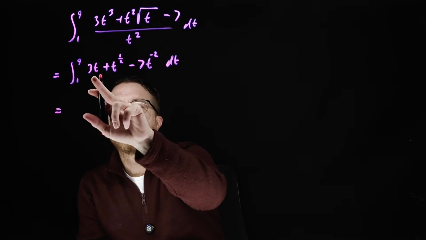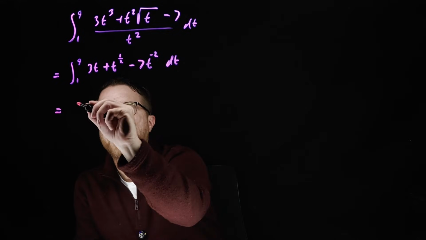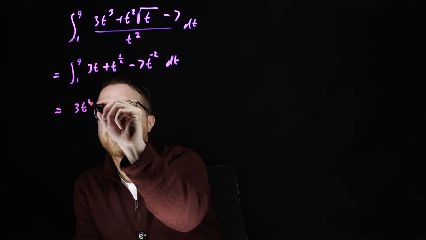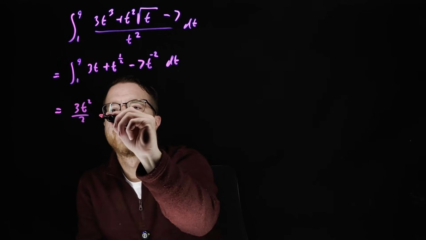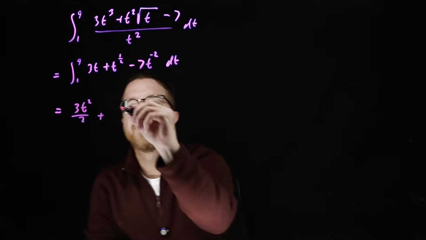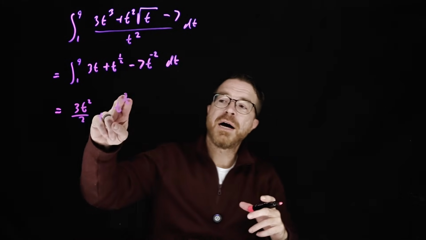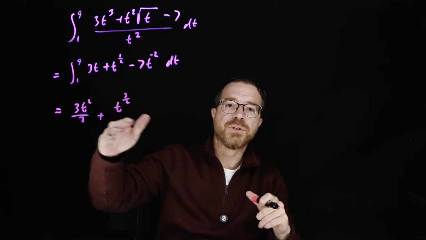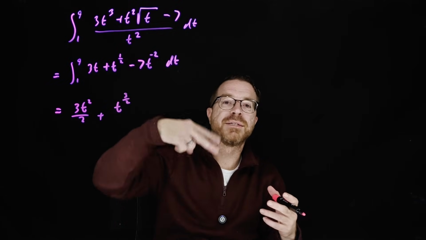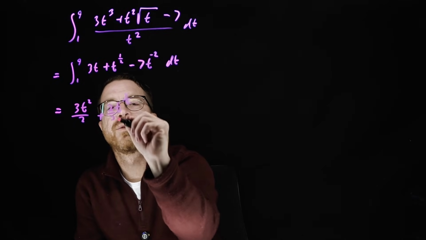So the antiderivative of 3t, so I pulled 3 out, the antiderivative of t is going to be 3t squared over 2. Plus, if I have t to the 1/2, I'm going to add a power to it. This is going to become t to the 3/2, and now I need to divide by 3/2, which, of course, if I'm dividing by a fraction, is the same thing as multiplying by the reciprocal. So this would be 2 over 3.